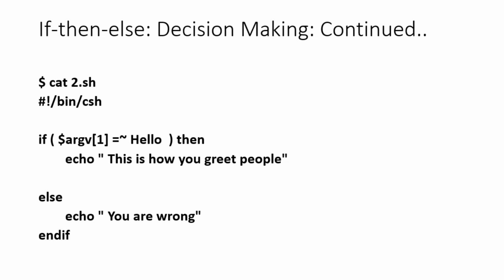Now consider the script 2.sh. Again, there is usage of positional parameter and also pattern matching operator equal to tilde. The script expects that you type hello after the script name. Then only it will proceed to execute the code echo, this is how you greet people. If you type something other than hello, the code echo, you are wrong is executed.